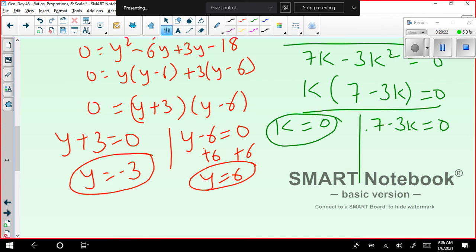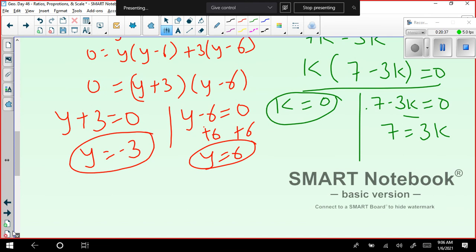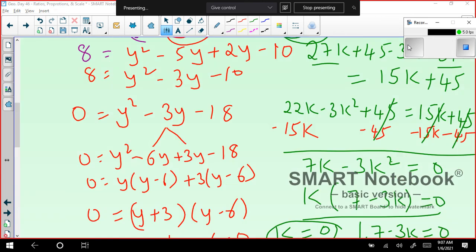Here we'll solve further and get the values of k. Add 3k on both sides to get 7 equals 3k, and dividing by 3 on both sides, I'll get k equals 7 over 3. This is the other solution. So we have two solutions. Let me check if you had those answers. Okay, let's move on to the next slide.